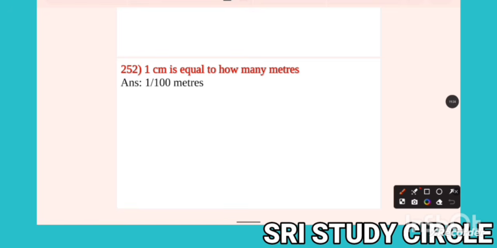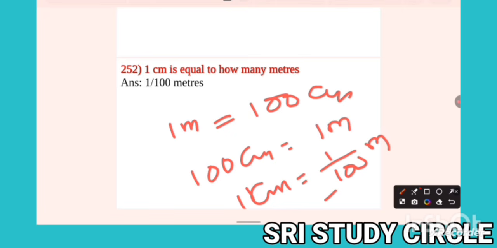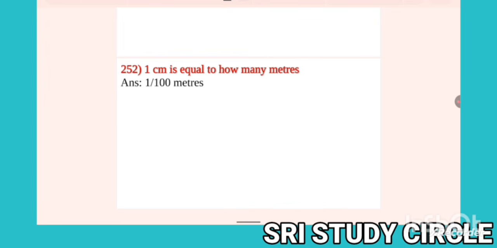One centimeter is equal to how many meters? 1 meter is equal to 100 centimeters. So 100 centimeters is equal to 1 meter. Now we can transpose 100 from LHS to RHS. Here 100 is in multiplication, so that becomes division. So 1 centimeter is equal to 1 by 100 meters. Next one.